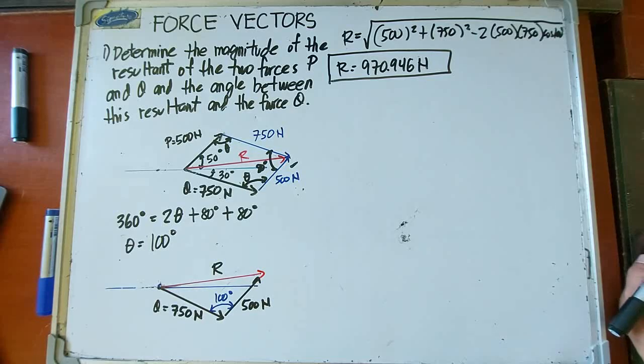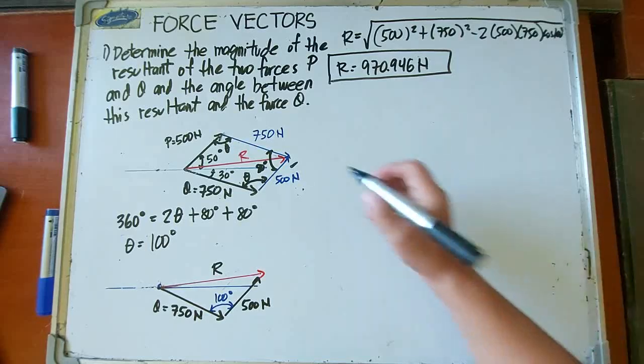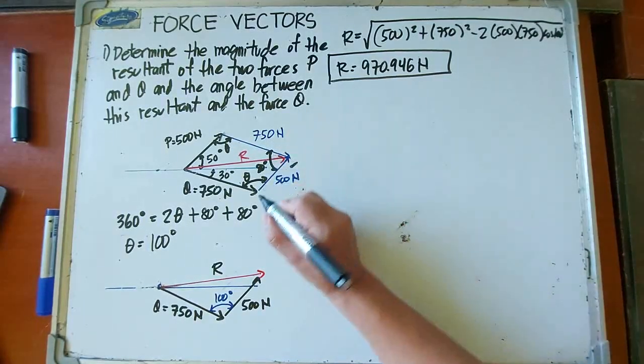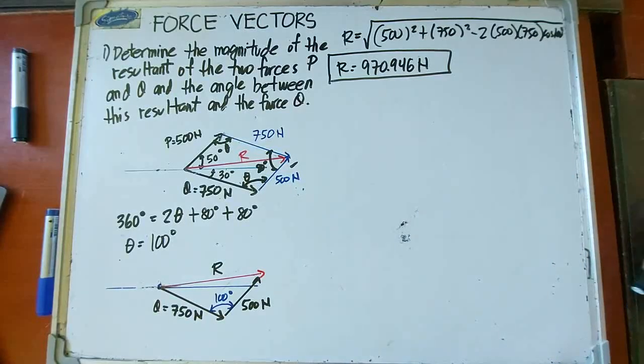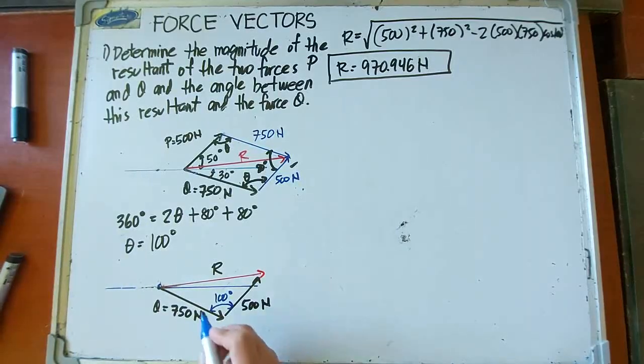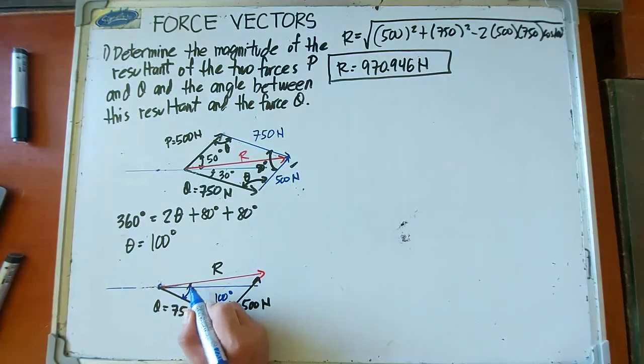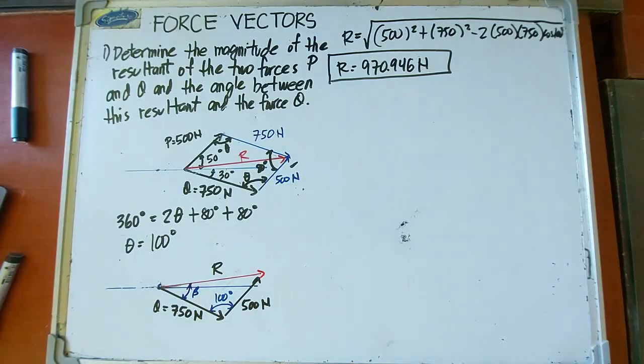Okay. Next is to solve for the angle between the resultant force and the force Q. Okay. Angle between the resultant force and the force Q. So how do you solve for the angle between the resultant force and force Q? Saan ba yun? Itong angle na ito. This angle, let's say angle beta. So how do you solve for that particular angle?